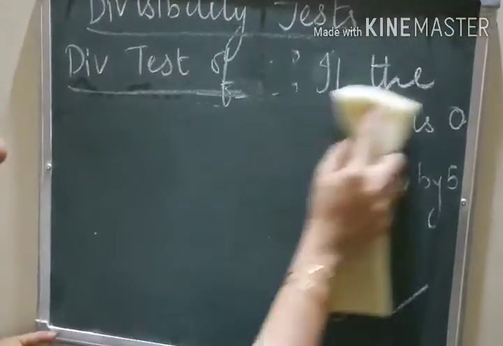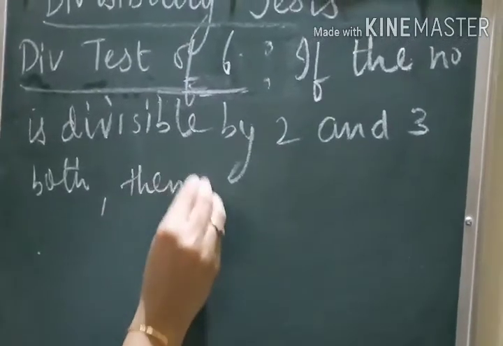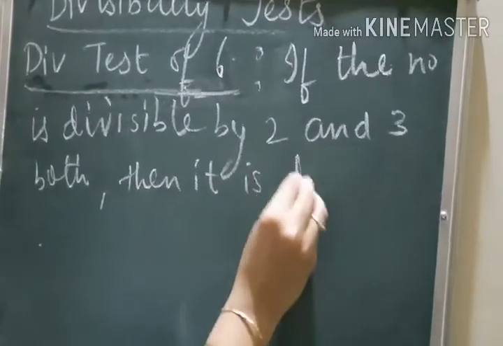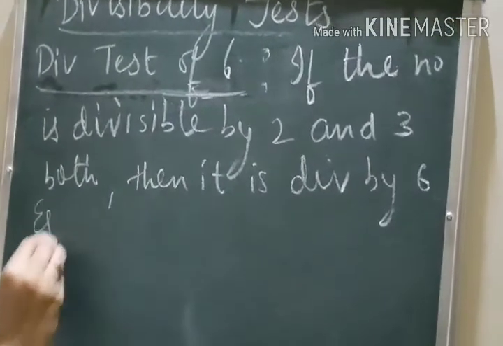Move on to the next one. Next is 6. Divisibility test of 6. If the number is divisible by 2 and 3 both. Now you have to check for the number if it is divisible by 2 and it is divisible by 3 also. If it is divisible by both, then it is divisible by 6. So you have to check for 2 and 3.